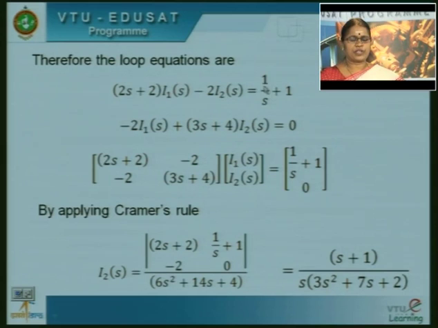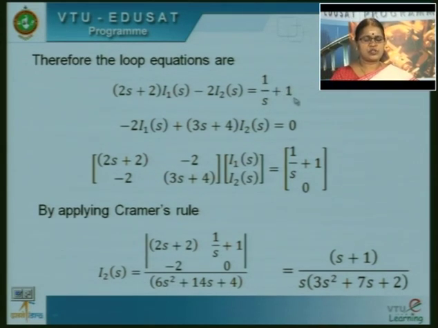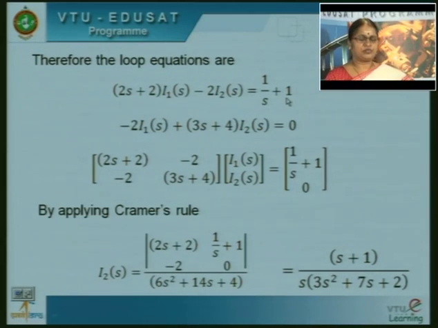The total voltage in this loop is 1 by S plus 1. This 1 is nothing but L into IL1 of 0. So, the first equation, the loop equation for the first loop, is 2S plus 2 into I1 of S minus 2 into I2 of S is equal to 1 by S plus 1.